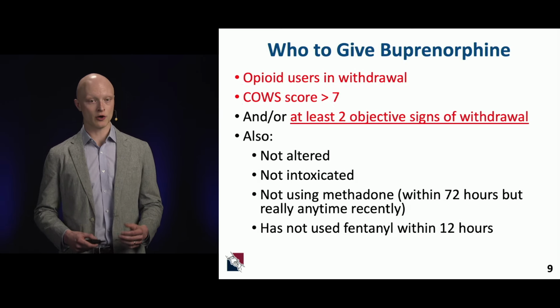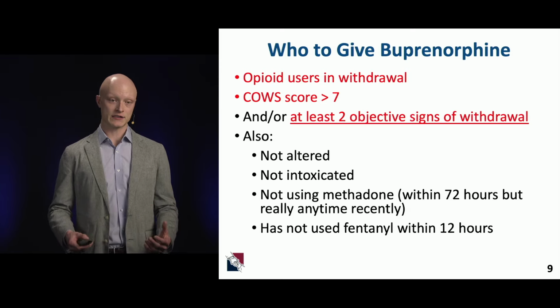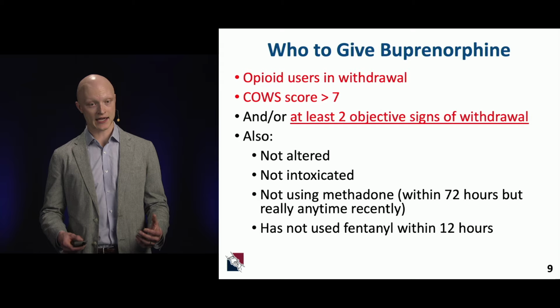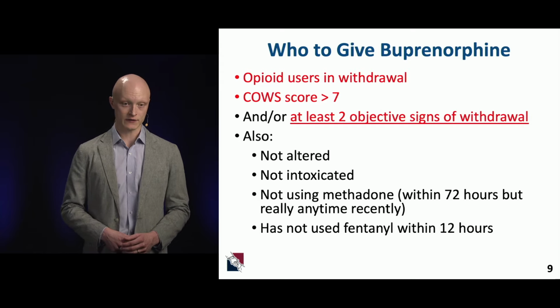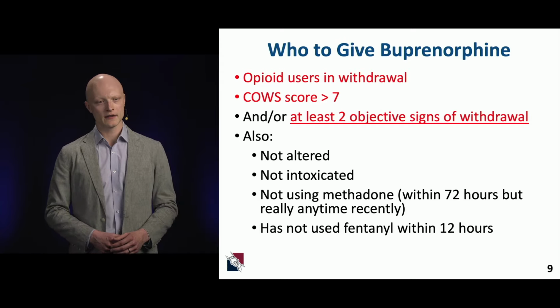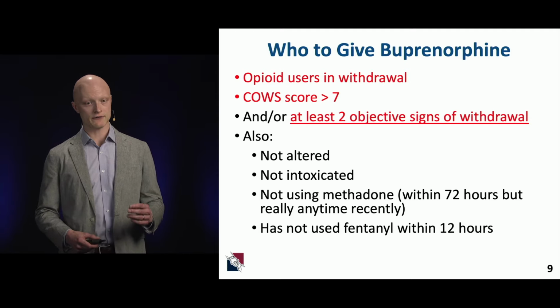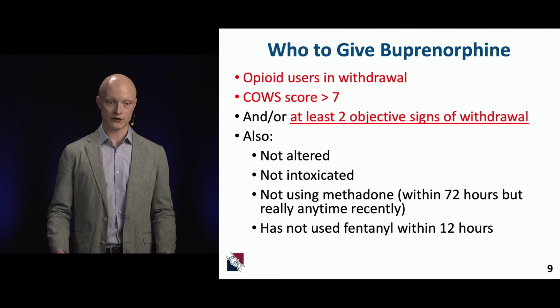Buprenorphine should be given to opioid users who are in active withdrawal. What that means is that they should have a COWS score that's greater than 7, so 8 or higher. More specifically, and perhaps even more objectively, they should have 2 signs of visible withdrawal.